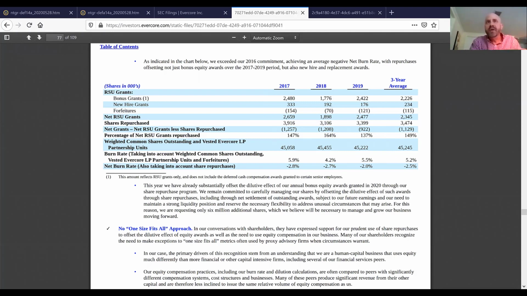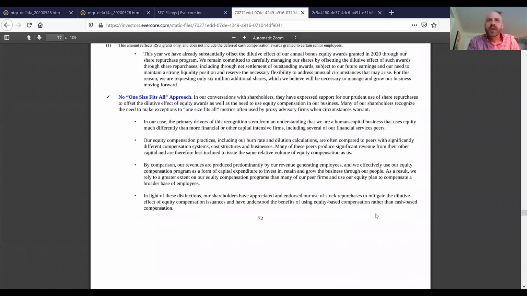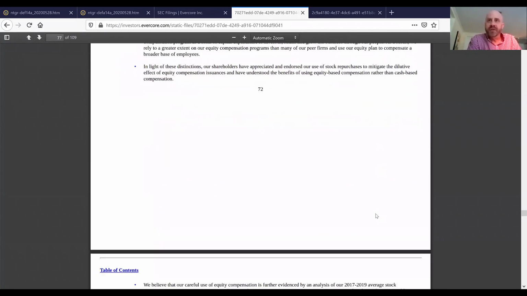But what's also important about this one is talking about the nature of the business. As I talked about earlier, tell your story. Evercore is an advisory firm. It's a total human capital company, and equity is a huge part. And I know that concept, as well as the graph, really worked with a lot of the shareholders that have their internal guidelines.